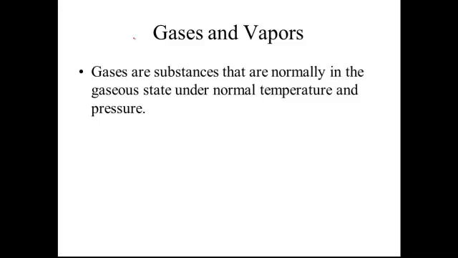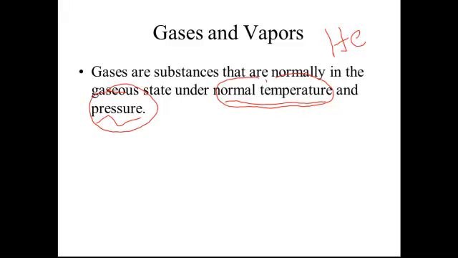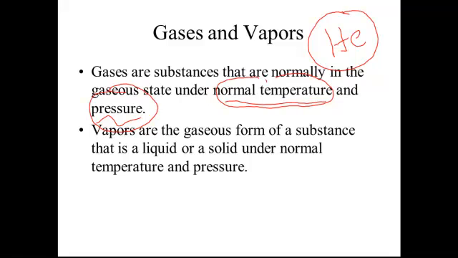So a gas is something that under normal circumstances, under normal temperature and normal pressure, which we're going to talk a little bit about today, is actually in the gas phase. So for example, helium is a gas because at a normal temperature, around room temperature, and when the pressure isn't very high, helium is still a gas. Whereas a vapor is something that, again, under normal temperature and pressure, is either a liquid or a solid. So water at room temperature is a liquid.